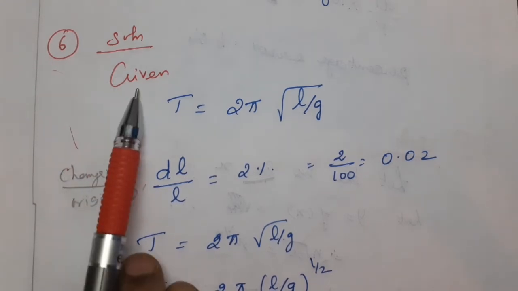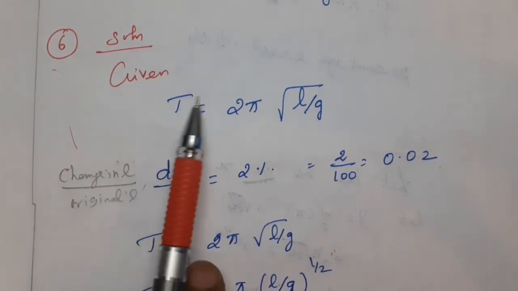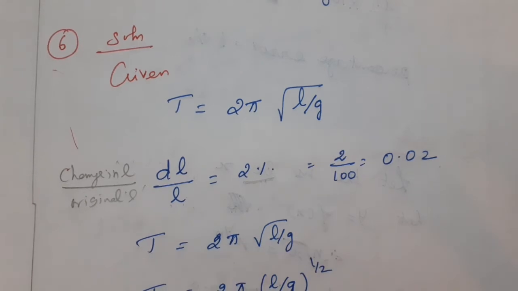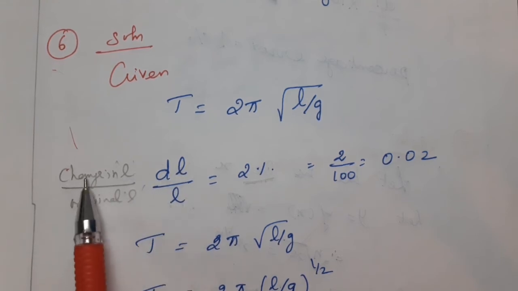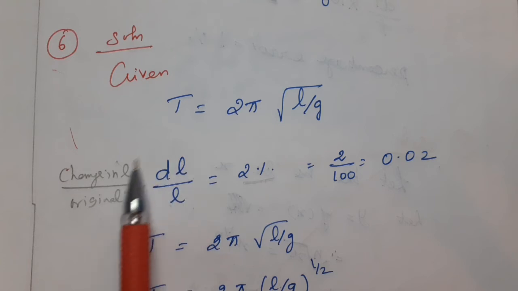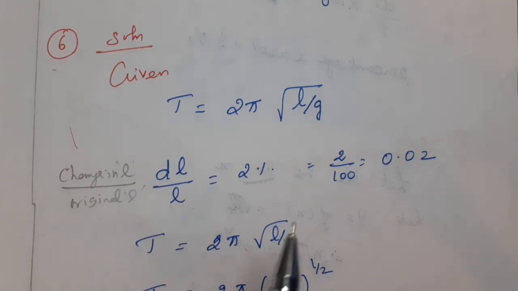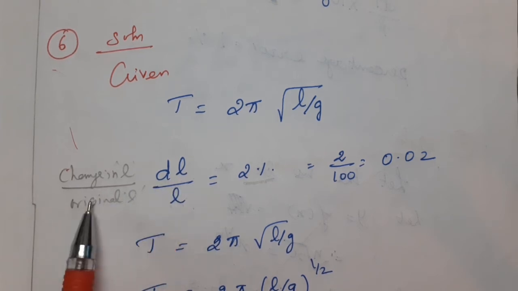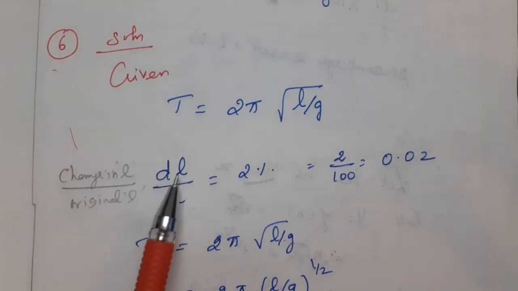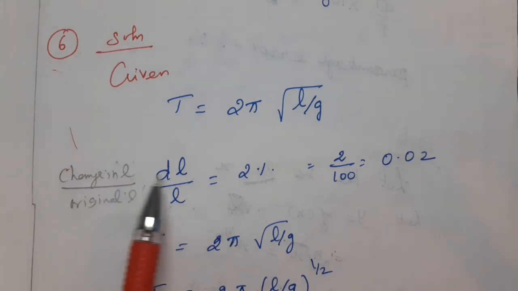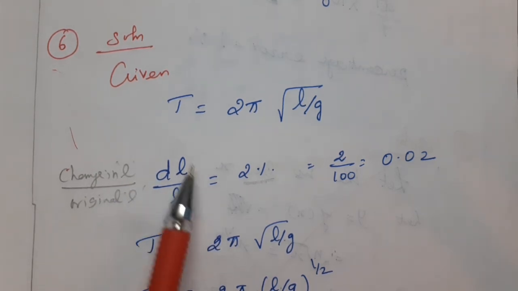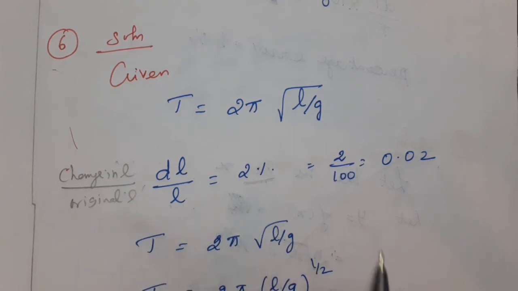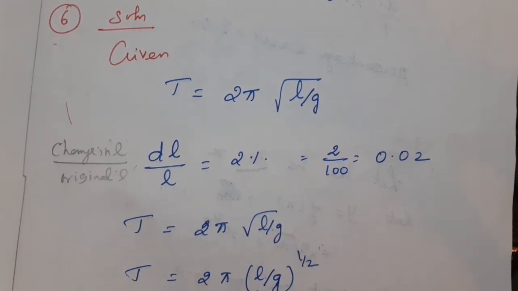See question number 6. What is the solution? The equation of the simple pendulum given is t equals 2 pi root of L by g. Now dL by L, the change in L by the original L, because the length is changed. The change in length is dL, the original length is L. How much error? 2% error. So dL by L equals 2%. What is 2%?